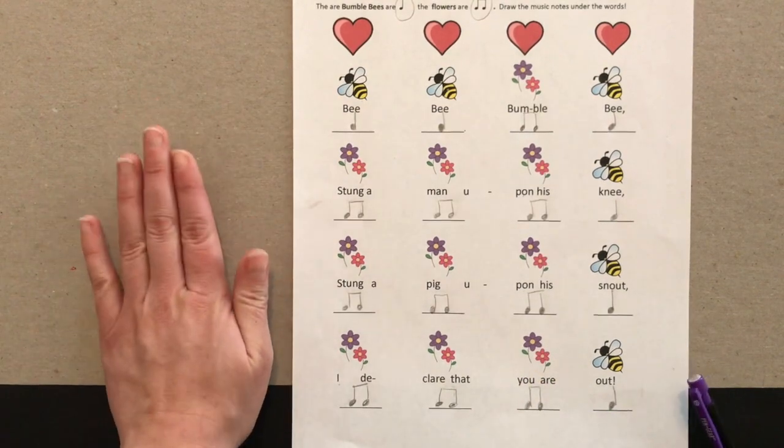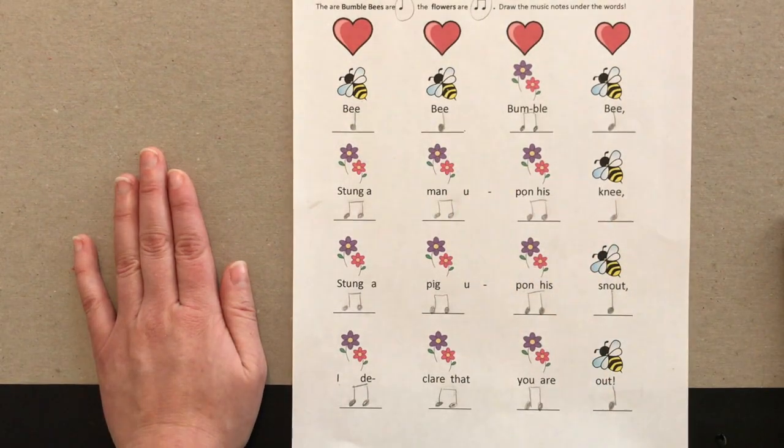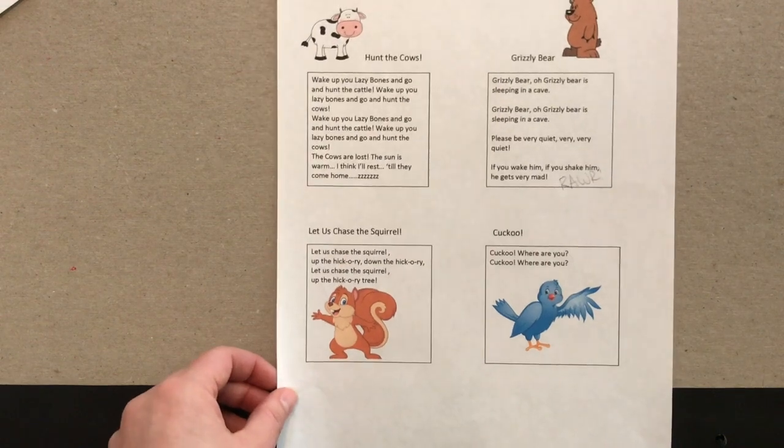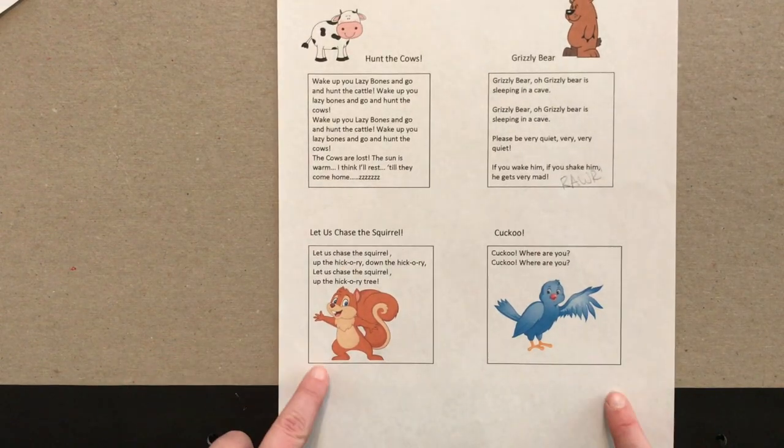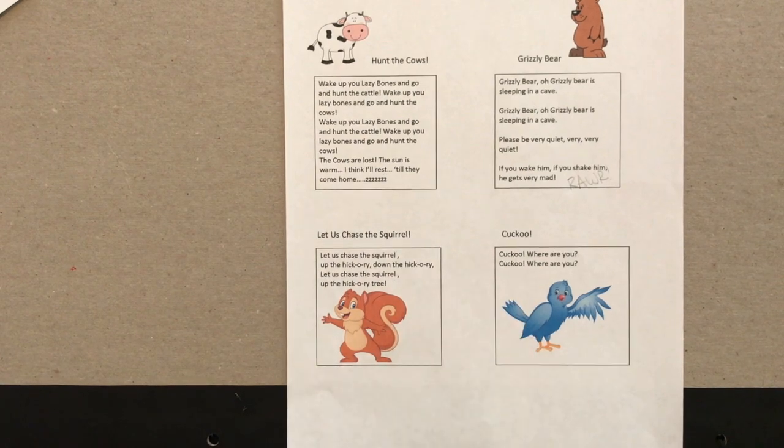Boys and girls, what we just tapped was the tas and titis, and that's called the rhythm of the song. Let's take a look over at our little animal friends on here. I wrote four songs down for you that we learned this year in kindergarten, and I wrote the words down, and I'm going to sing them for you, so that way you can sing them whenever you want.